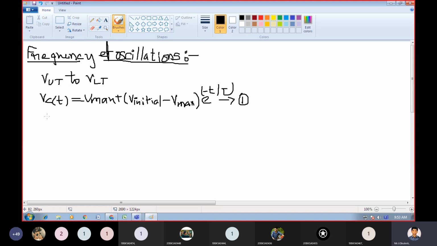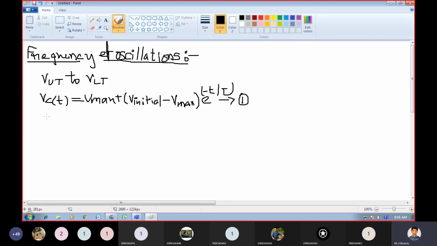In this, Vc of t is the instantaneous voltage across the capacitor, V initial is the initial voltage, and V maximum is the voltage towards which the capacitor is charging.